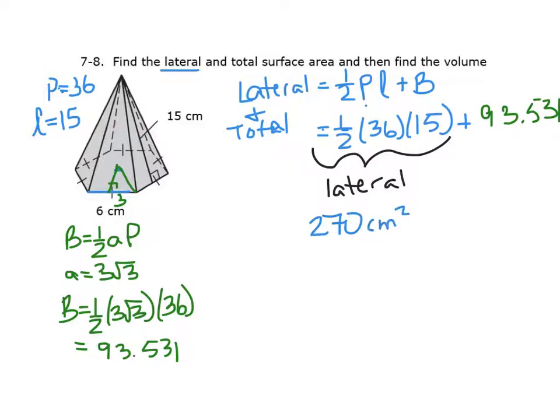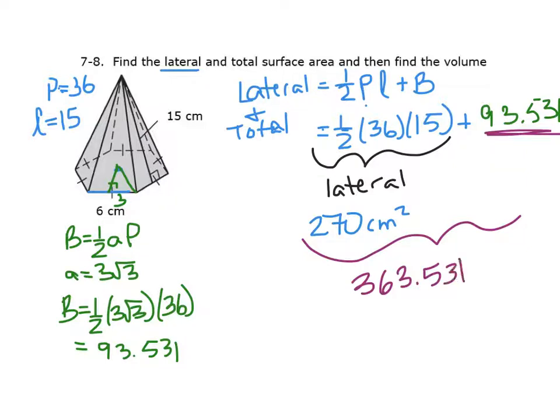And then we find the total, which is going to be the 270 plus the area of the base that we found. That's going to come out to 363.531. This is also centimeters squared. So this is our total, and above we have our lateral.